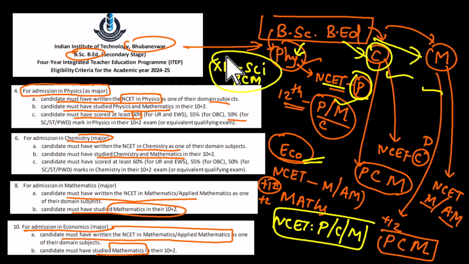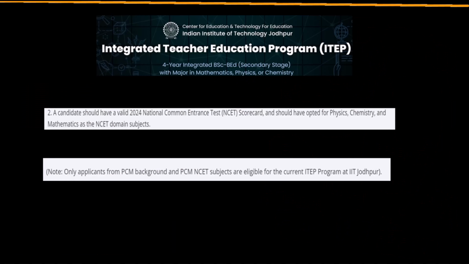Okay, so the first thing, this you cannot change. You should be a class 12 student with PCM or passed class 12 with PCM. That is one important thing for both Kharagpur and for Bhubaneswar. Okay, and NCET only PCM, don't select anything else. Okay, let's see the other.